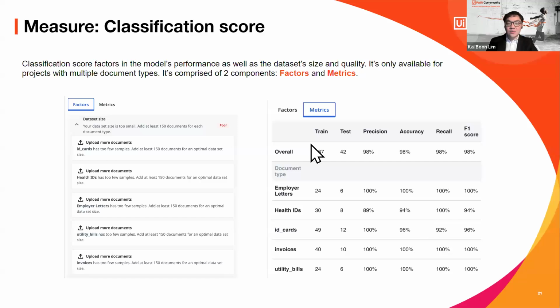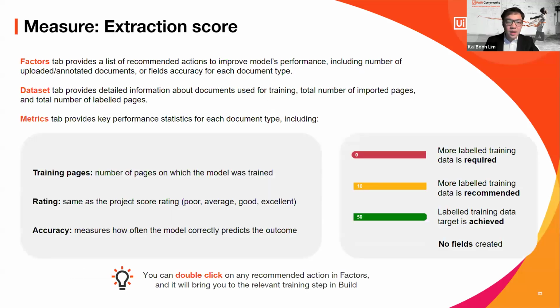Okay, so this is what a healthy or healthier classifier set would look like in general. And you'll be able to see both the train and the test breakdown of your classifier training. Yeah, I think that's all for the classifier portion. If I move on to extraction, that is where we will be spending a bit more time. For the extraction portion, there's 3 main tabs: factors, data set, and metrics.